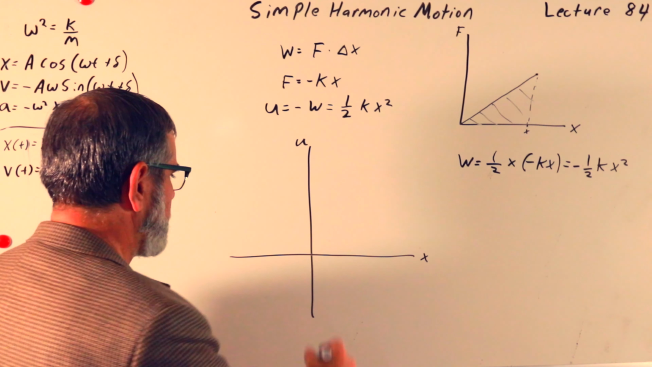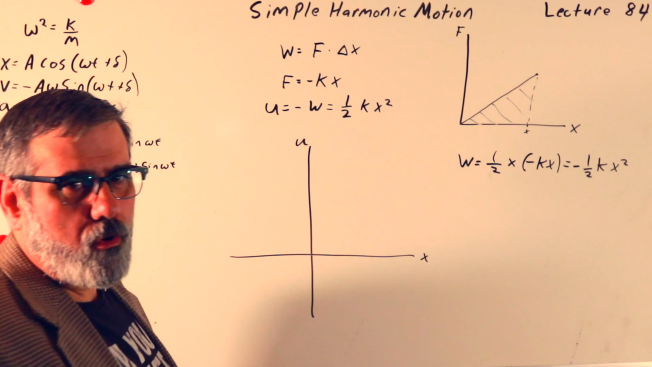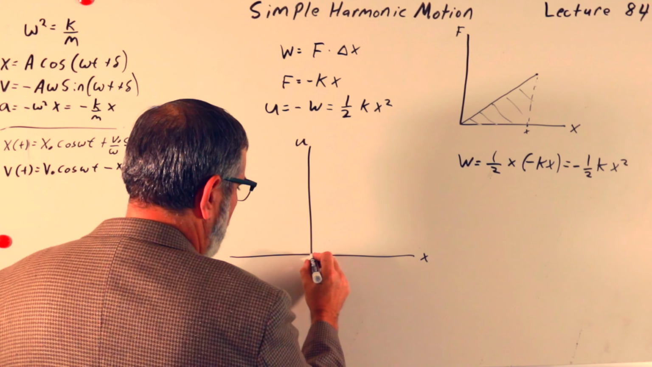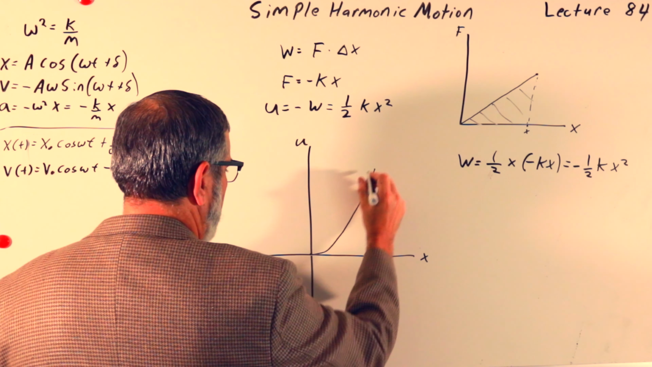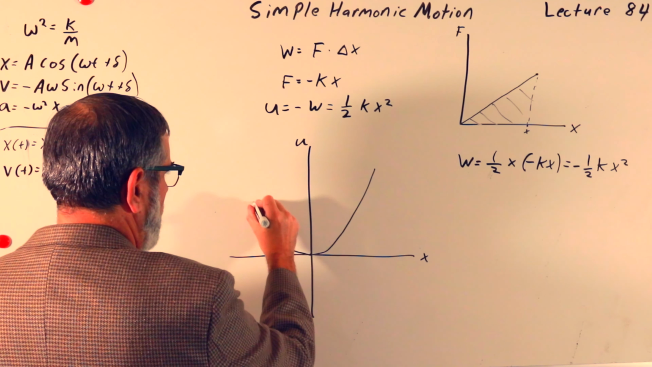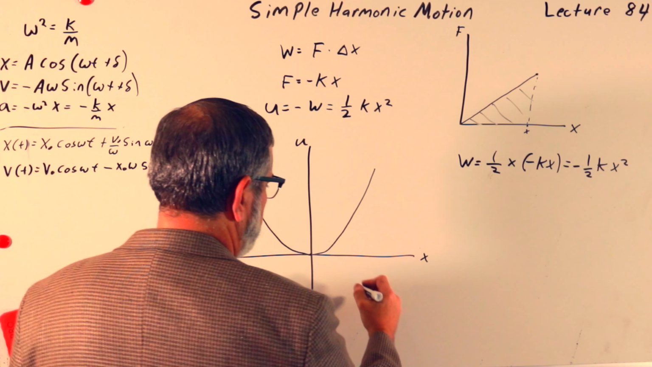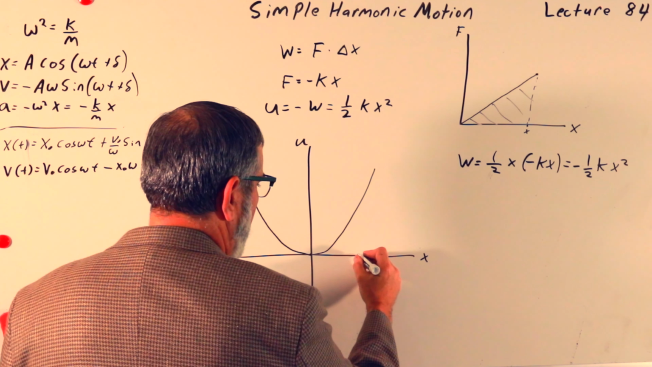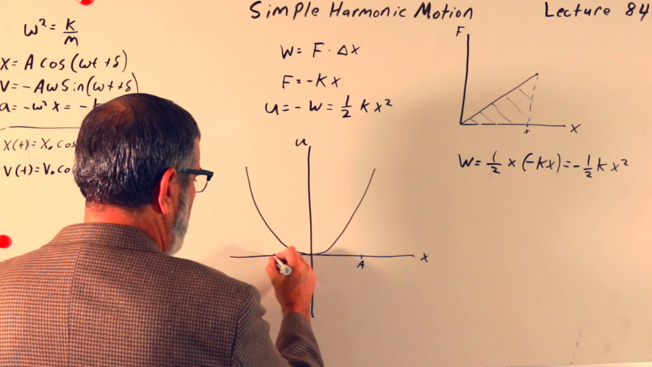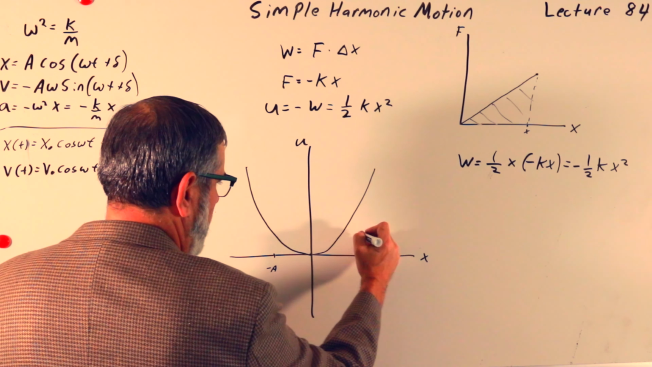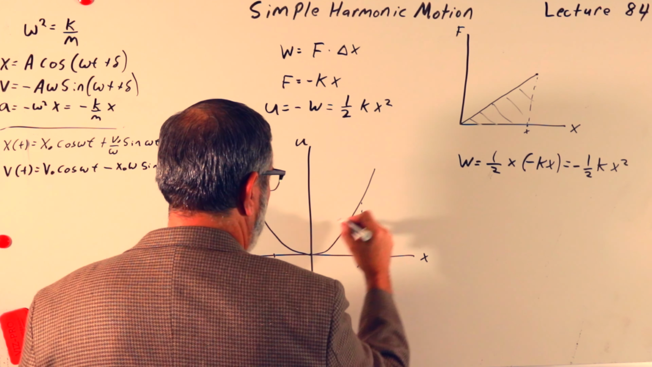Parabola? Parabola, yes, exactly. If we choose the initial potential energy to be 0, then we can have the vertex be right here at 0 at the origin. So here we have a parabola. If we assume some initial amplitude, call it A, and this would be, of course, minus A, then let's just take that up to here.